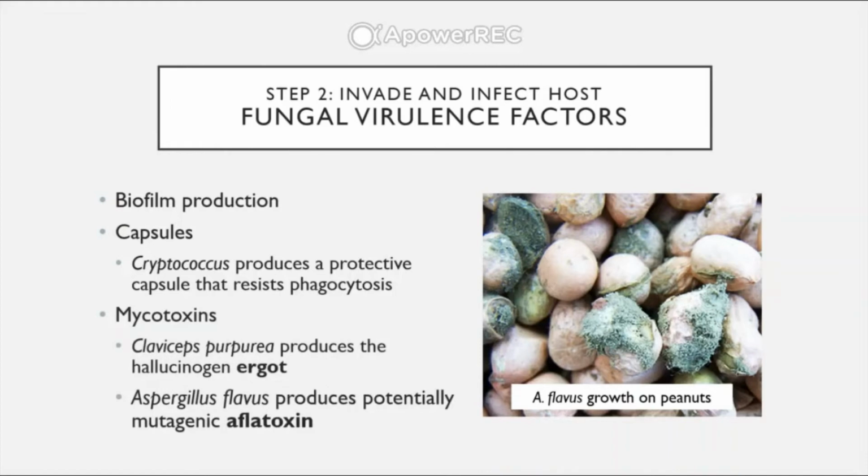We have Claviceps purpurea, which produces the hallucinogen in ergot, which is lysergic acid. And we have Aspergillus flavus, which produces the potentially mutagenic aflatoxin. So this can actually cause your DNA or your nucleic acids to mutate. So essentially, they're changing the code in the sequence of your DNA.